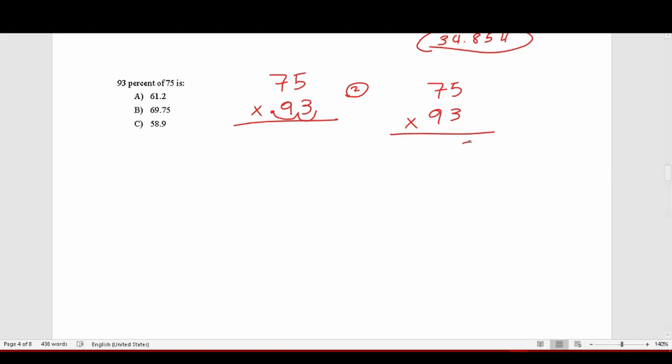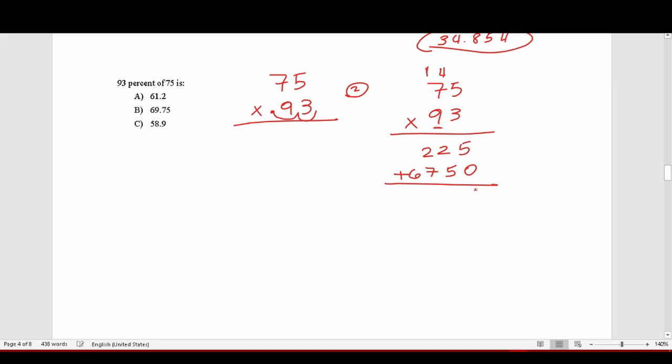5 times 3 is 15. Carry the 1. 7 times 3 is 21. Plus 1 is 22. Add a 0 since we're starting with this 9 now. 9 times 5 is 45. Carry the 4. 9 times 7 is 63. Plus 4 is 67.